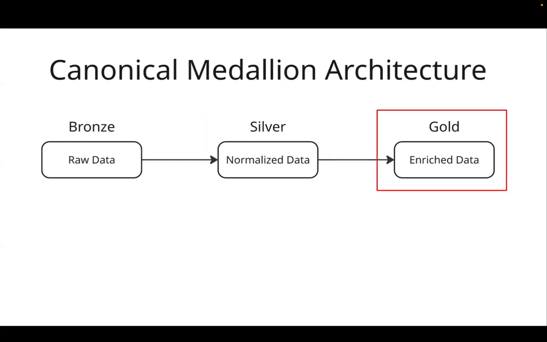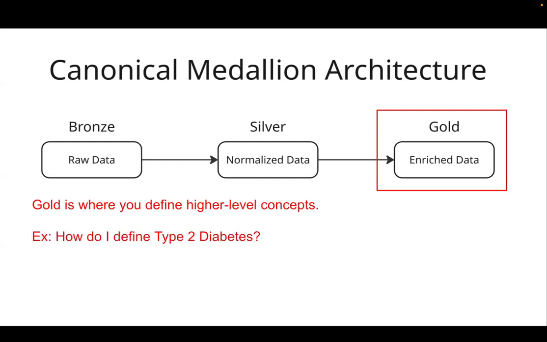So now let's talk about the gold layer and what happens within it. This is where enrichment happens. By enrichment, we really mean defining higher level concepts. An example of a higher level concept is, how do I define patients that have type 2 diabetes? I'm going to use the data in the normalized layer. For example, I might use ICD-10 codes in the normalized layer to build this concept.